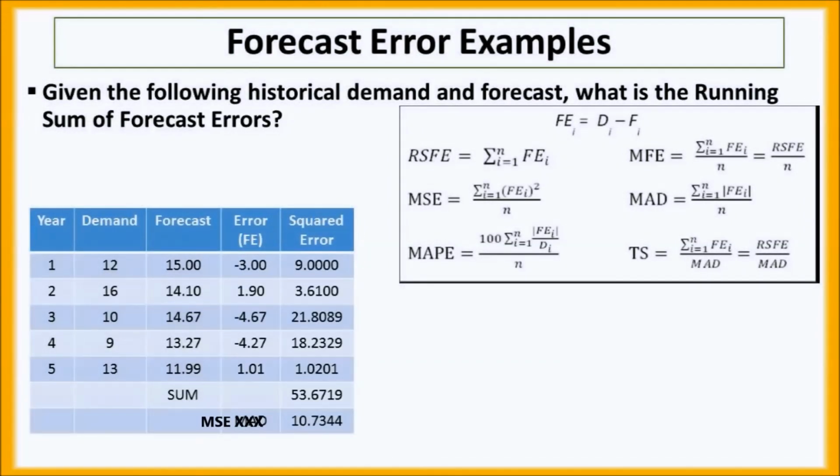Okay, in this case, the error numbers can be positive or negative, but then when we square them, notice that they all turn positive, because when you take a negative number and multiply it by itself, it's going to turn into a positive number. And all we're asking for in the mean squared error is the average of all of those squared errors. So to get that, add them all up. It equals 53.67. And then divide by the number of years that we have. So divide by 5. It gives us a mean squared error of 10.73.